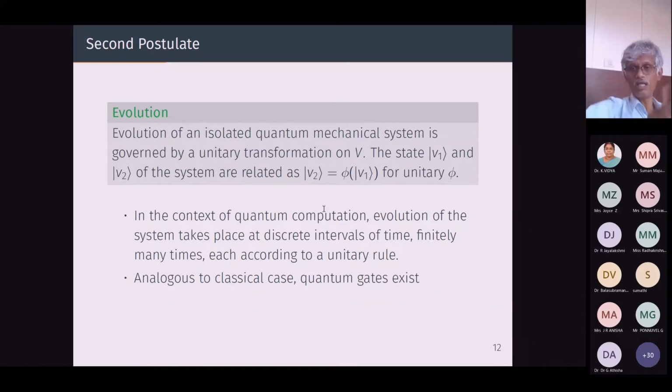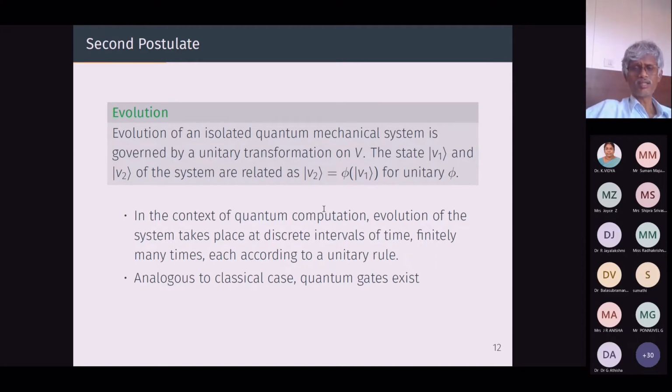In the context of quantum computation, evolution of the system takes place at discrete intervals of time. So there is no continuous process, meaning there is no need to integrate. There is only a summation which is required. So this is another kind of assumption which you make. There is no continuous unitary transformation of the state. There is only discrete. So the state of the system changes only at discrete intervals, and finitely many times, each according to a unitary rule. That is what the postulate is saying.